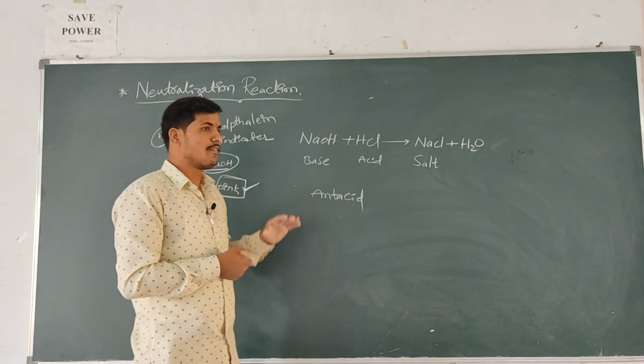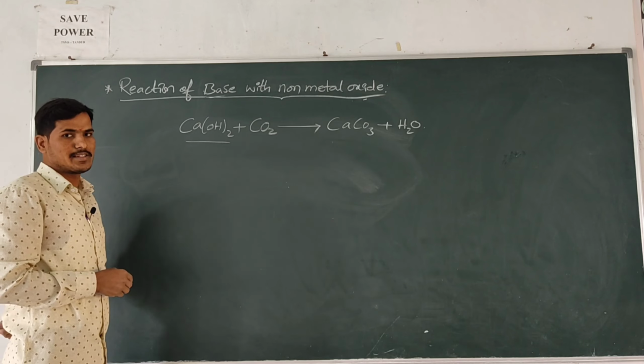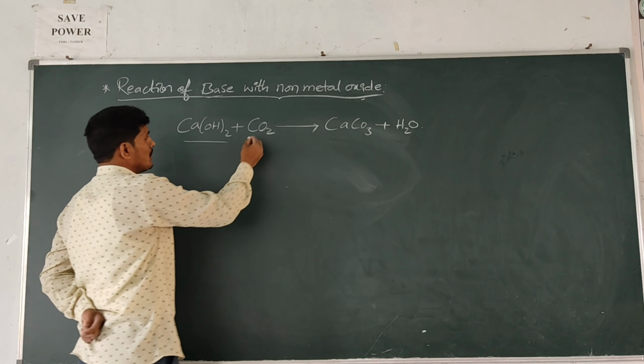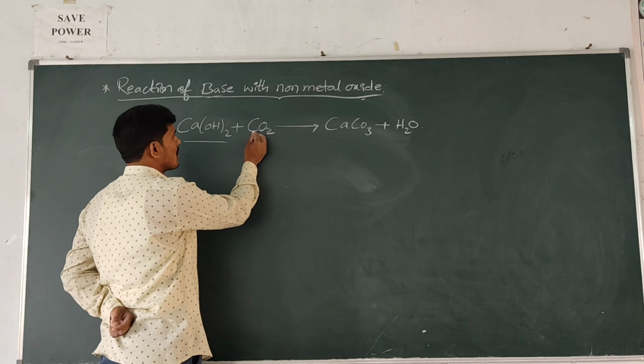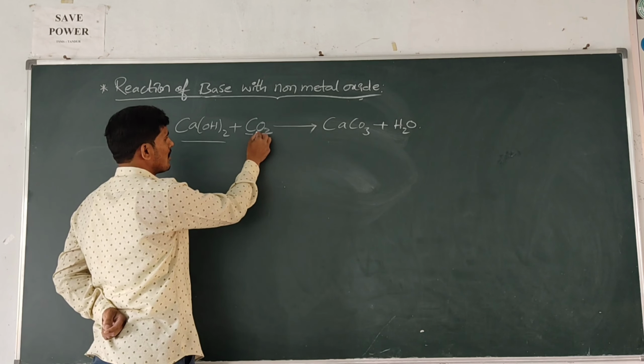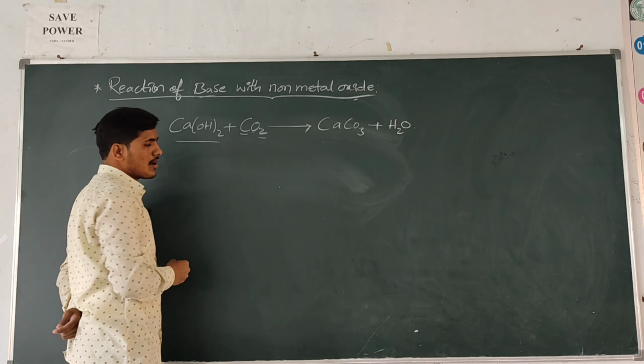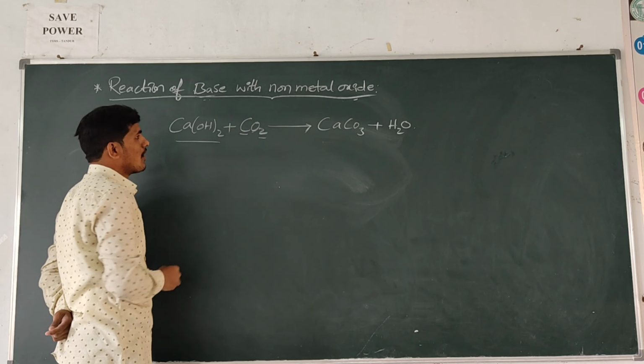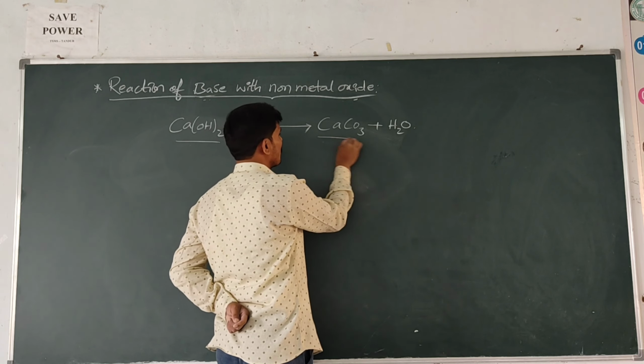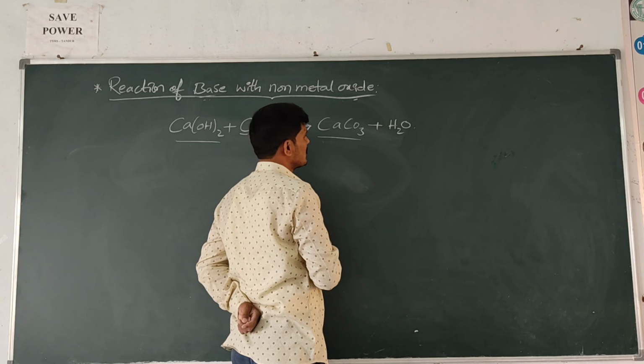Next, reaction of a base with a non-metal oxide. The base is calcium hydroxide, Ca(OH)2. And which is the non-metal oxide? Carbon dioxide is considered a non-metal oxide. When a reaction takes place between calcium hydroxide and carbon dioxide, or a base and a non-metal oxide, it forms calcium carbonate plus H2O.